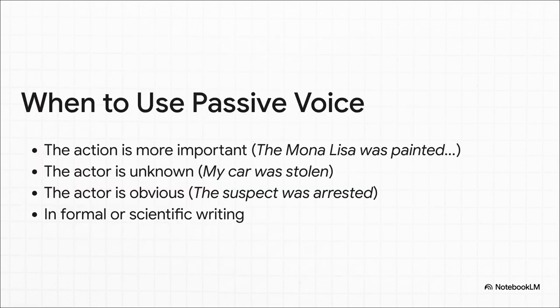So when would you actually use this? Well, a few key times. Sometimes the action is just way more important than the person who did it. Think about it. "The Mona Lisa was painted." We care more about the painting. Or maybe we just don't know who did the action, like "my car was stolen." Who stole it? No idea. And sometimes it's just, well, obvious. "The suspect was arrested." I mean, who else would arrest them but the police, right? And a big one, you'll see this all the time in formal and scientific writing.